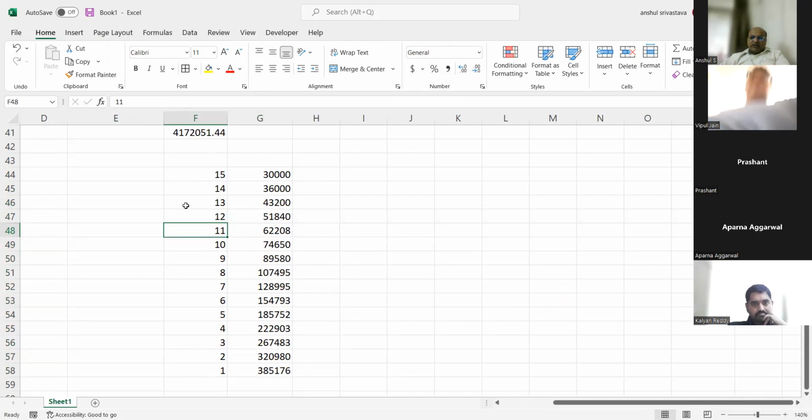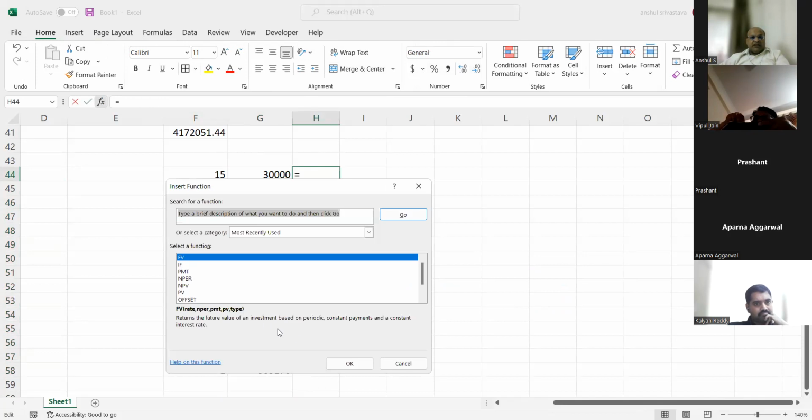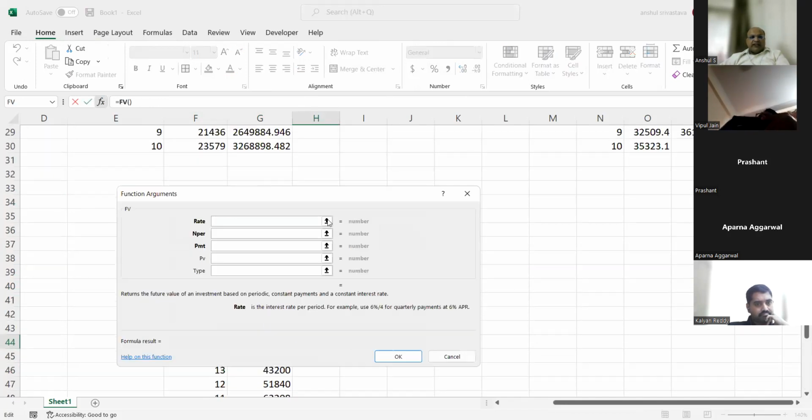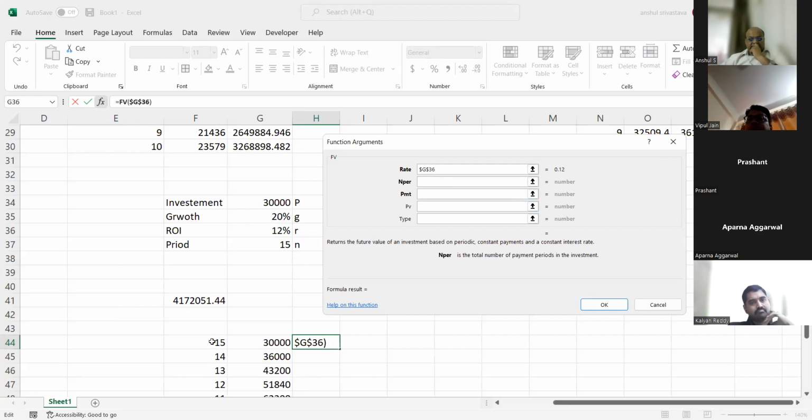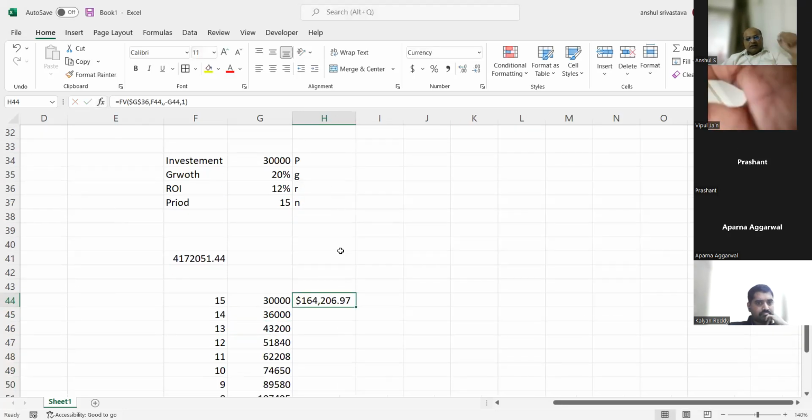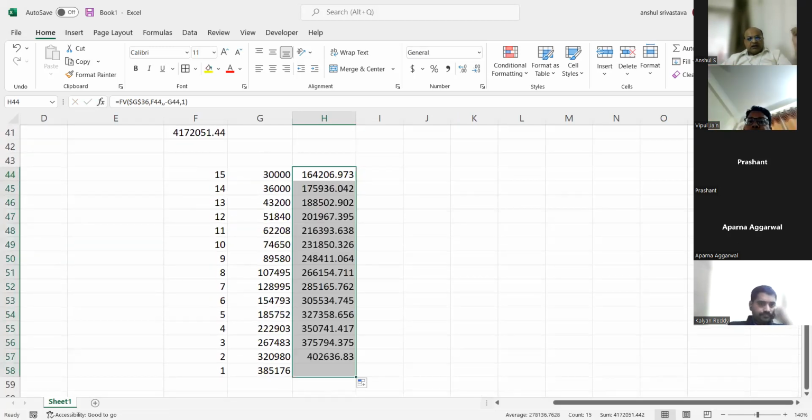30,000 for 15 years, 36,000 for 14 years, 43,200 for 13 years. So I'll calculate the future value. FV at what rate? Now this is an annual investment, so there's no rate to change, and we'll fix this 12%. Number of periods is this. Don't fix it. There is no PMT, nothing in PMT. PV would be this because we are calculating 15 different future values. Type doesn't matter in this case, but I put 1. So 164,206. And if I drag it down, then I'll add them.